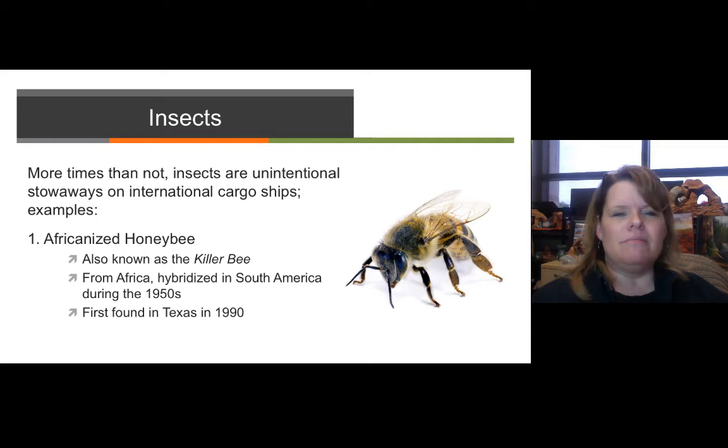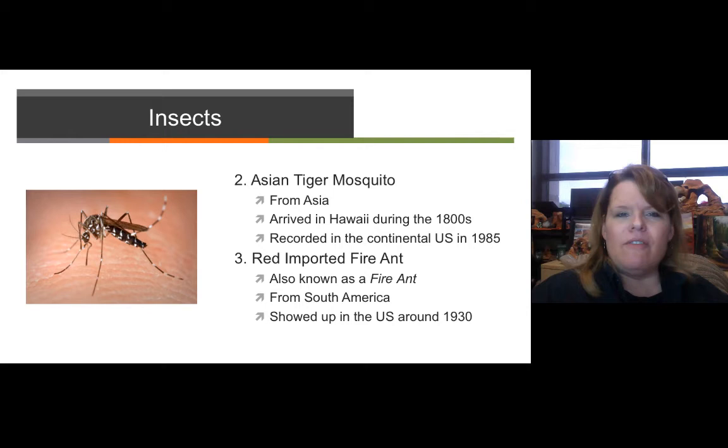The Asian tiger mosquito came from Asia and arrived in Hawaii during the 1800s and was recorded in the continental United States in 1985. Now, realistically, no mosquito is going to be taking a journey across the Pacific from Hawaii to the continental United States, so they must have hitched a ride on a plane or a boat.